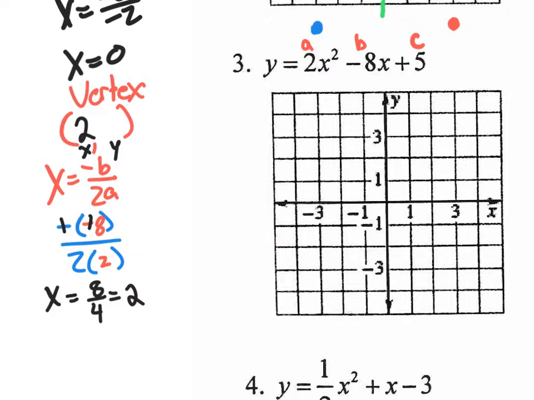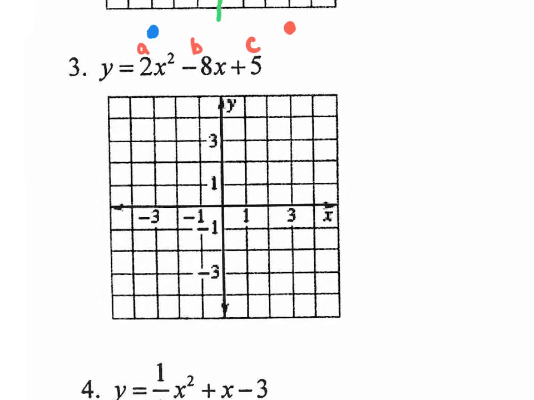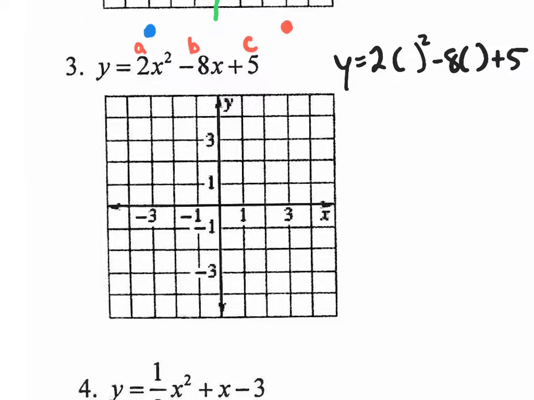So I'm going to plug it in over here on the side. I'm going to plug in 2 for x. There's my equation. Let me plug in the value of 2 that I just found with the formula. And now let's do this math with PEMDAS. So 2 squared is 4. You're going to have 2 times 4, and then 8 times 2 is 16. Bring down the minus, and then plus 5.